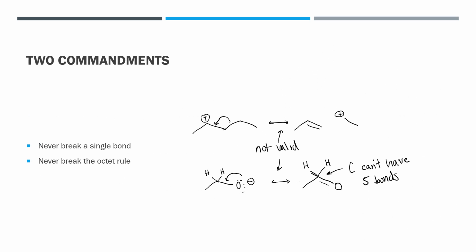So these are the two commandments of resonance, things you can never do, okay? The first commandment is you can never break a single bond with resonance. Otherwise, when you break a single bond, you're basically breaking the structure. I drew these with bond line drawing, and in bond line drawing, every corner, every vertex is a carbon, and you assume that there are enough hydrogens on each carbon such that you have 4 bonds to each carbon.